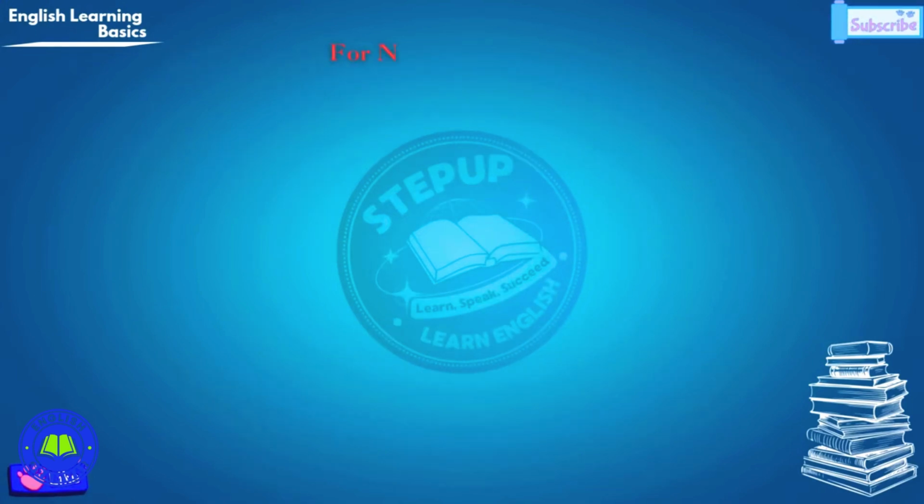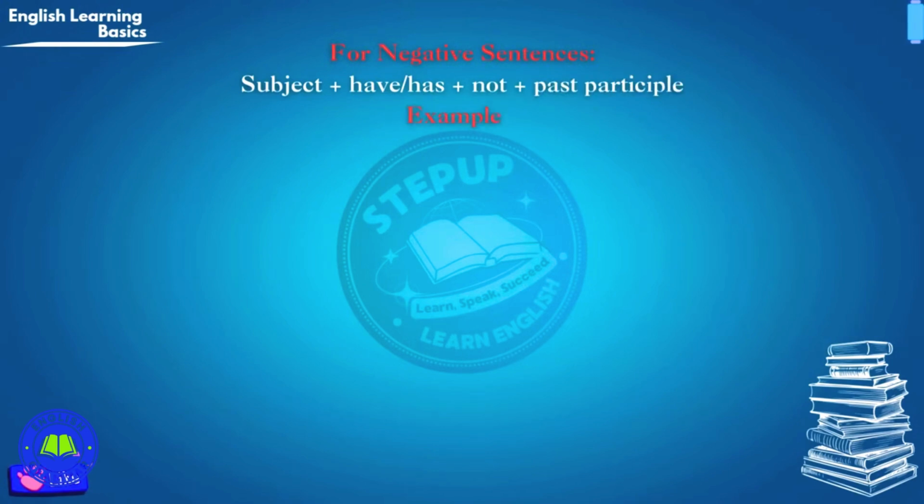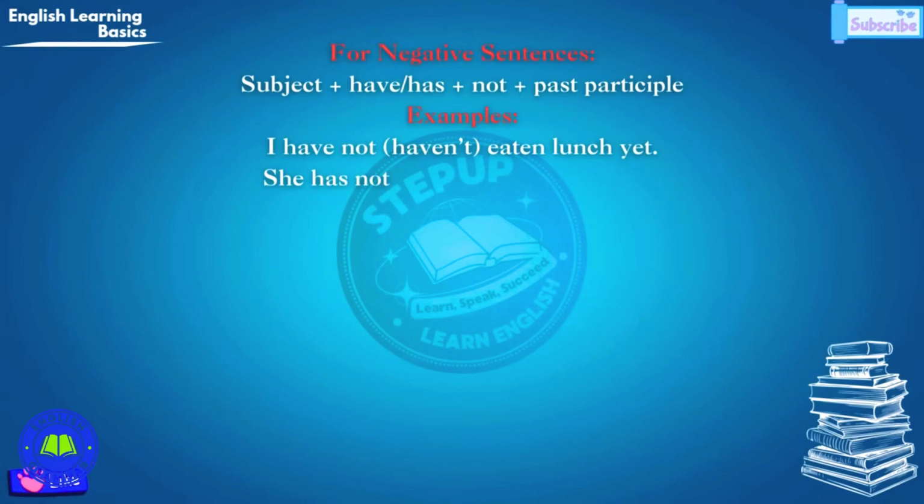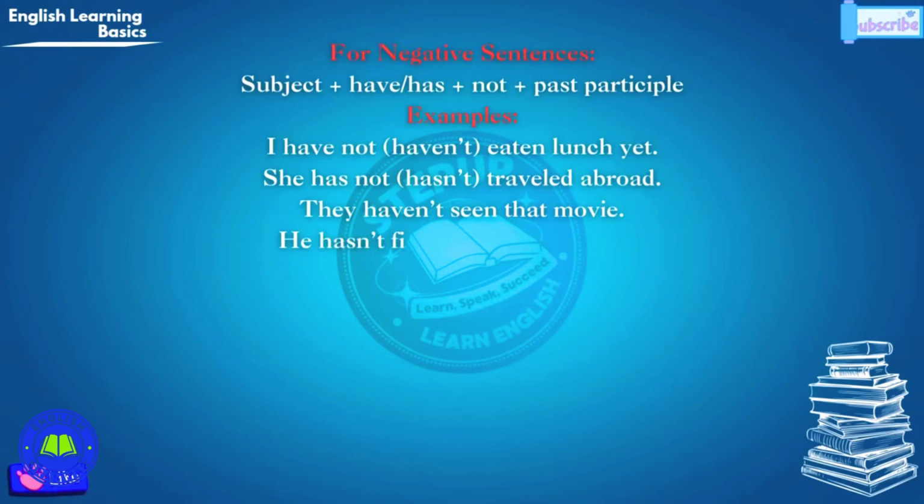For negative sentences: subject plus have, has, plus not, plus past participle. Examples: I have not, haven't, eaten lunch yet. She has not, hasn't, traveled abroad. They haven't seen that movie. He hasn't finished his assignment.